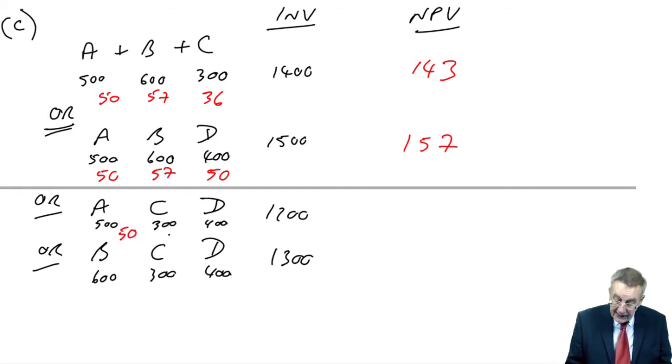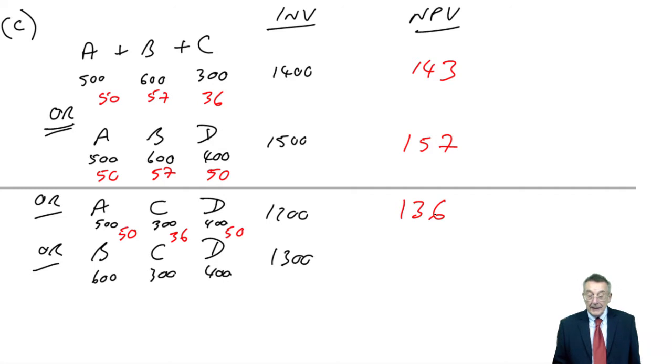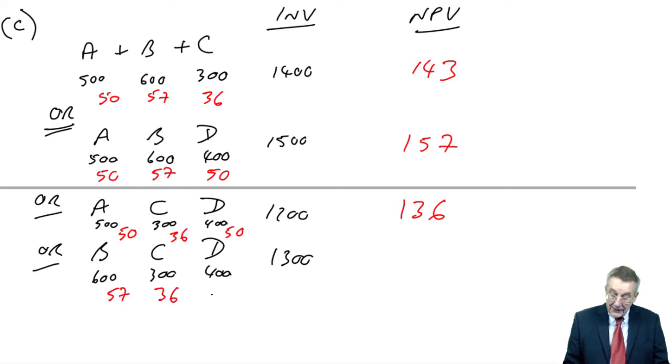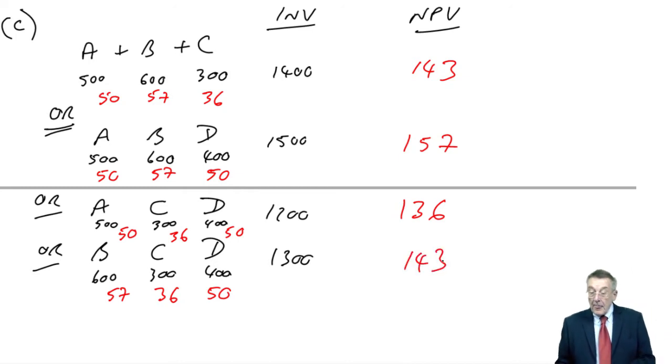ACD, 50, 36, 50, a total of 136. Or finally, BCD, 57, 36, 50. I think I'm right, it's 143.